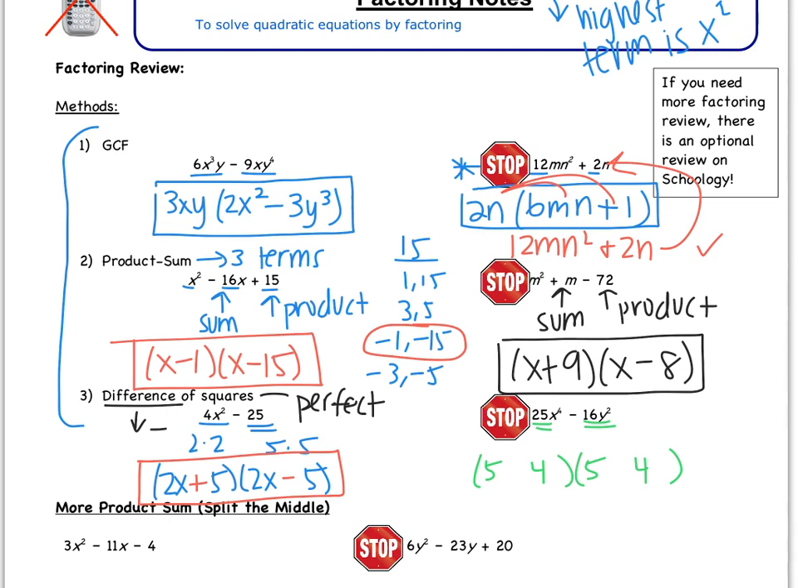Okay, let's see how we did. To get the y squared, you would need to multiply y and y. To get the x to the 4th, you would need x squared and x squared. And now because it's a negative 16, you need 1 positive 4 and 1 negative 4. Now again, the order doesn't matter. I can definitely switch the two of these binomials, and that's still the correct answer.